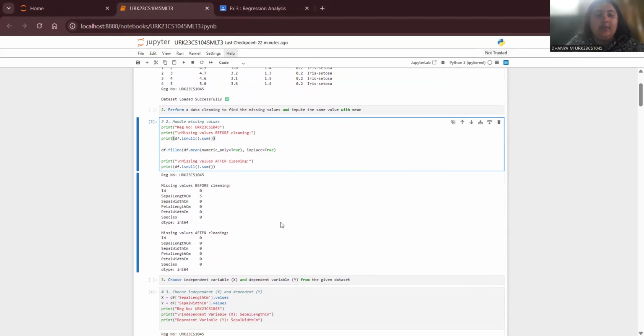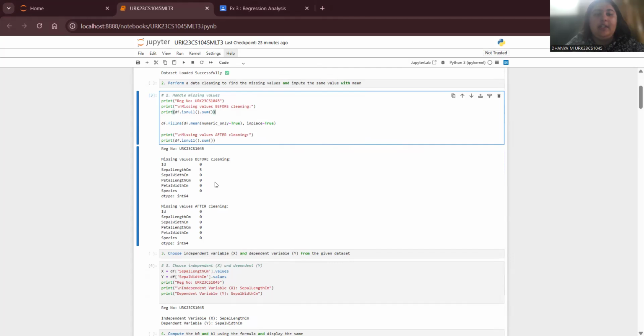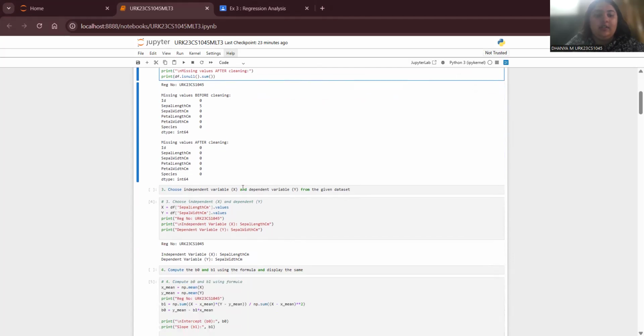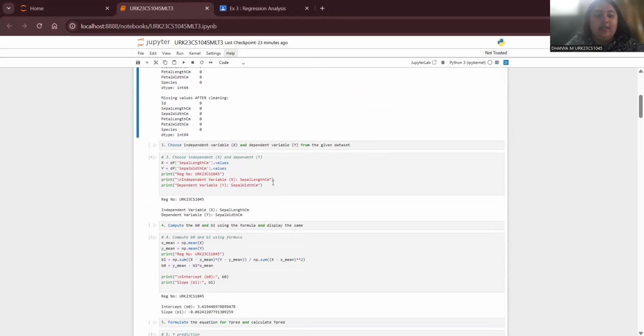The dataset may contain missing values. Missing values can affect model performance, so they must be handled before analysis. The dataset is checked for null values. If missing values exist, they are replaced with the mean value of the respective column. This process is called mean imputation. And for the third question, we have chosen independent variable x as sepal length cm and dependent variable y as sepal width cm, and the independent variable is used to predict the dependent variable.